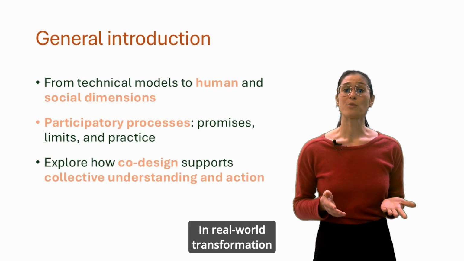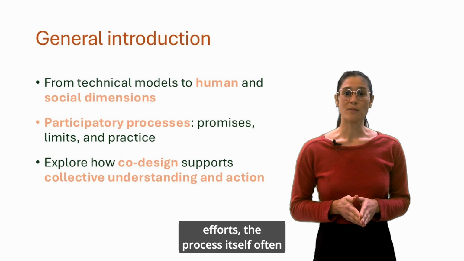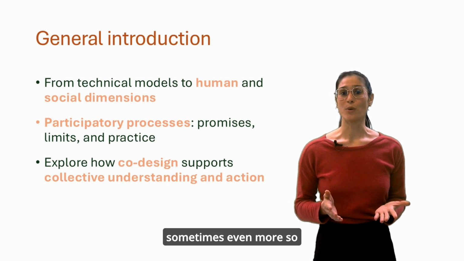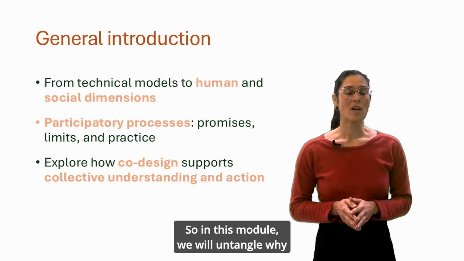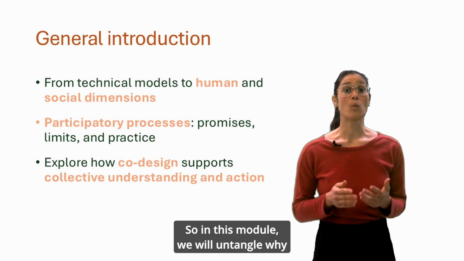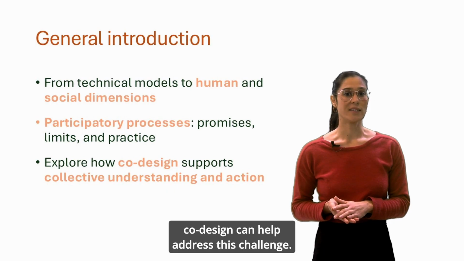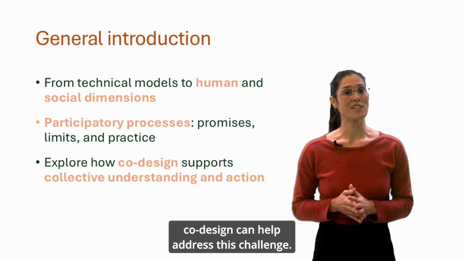In real-world transformation efforts, the process itself often becomes the main challenge, sometimes even more so than the technical mapping. So in this module, we will untangle why this happens and how participatory systems co-design can help address this challenge.